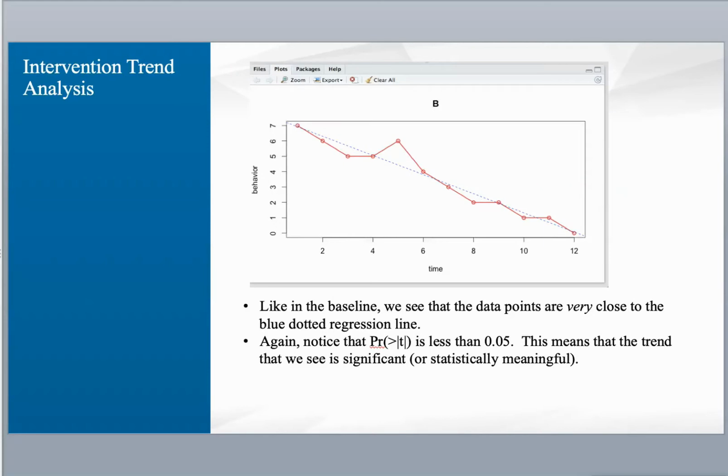The same thing here for B, that there seems to be a trend in both the A and B phases. So let's take a look at that more closely. I'll bring up my console again.